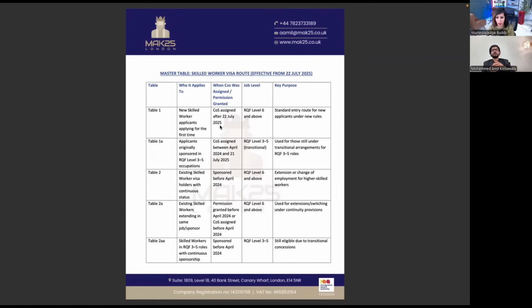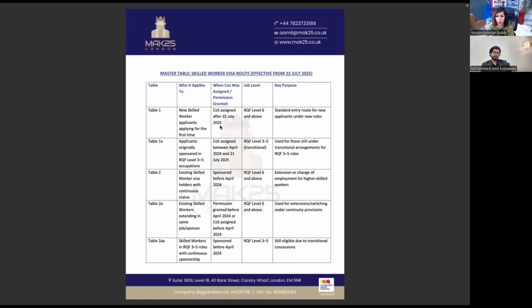So in a nutshell, for our audience who do not understand such technicalities, I know some people would be scratching their heads about what Amil and Sarika are talking about. But in a nutshell, if your CoS or your visa has been assigned or approved before 22nd of July 2025, you will be protected under the transitional arrangement until and unless the Home Office comes back with a consultation by the MAC review.